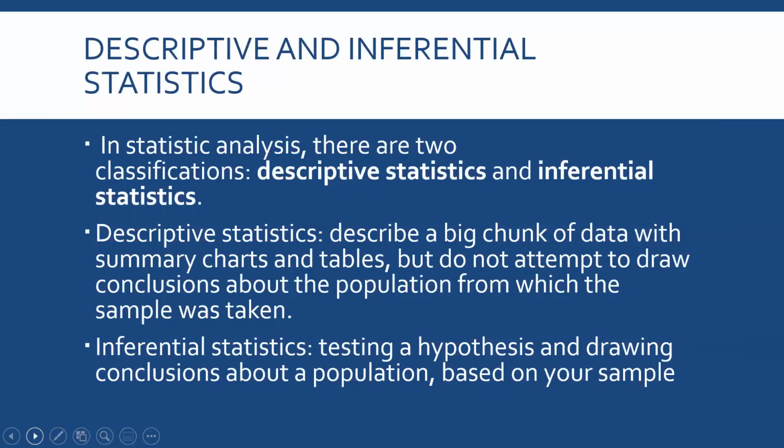All right, so in statistics, we have basically two broad categories or classifications. One is called the descriptive statistics, and the other one is called the inferential statistics. The descriptive statistics is something that you could describe a big chunk of data with summary charts and tables. But for the descriptive statistics, you don't attempt to draw a conclusion about the population from which the sample was taken.